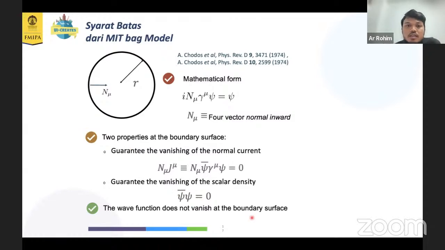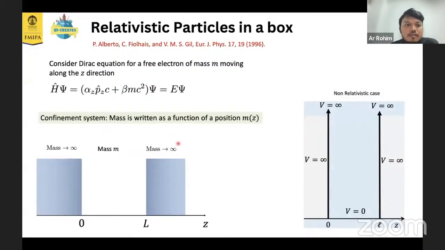Okay, and we are going back to discuss the relativistic particle in a box. So we consider the Dirac equation for a free electron of mass m moving along the z direction, given by this one, and then for the confinement system the mass is written as a function of position, m(z).